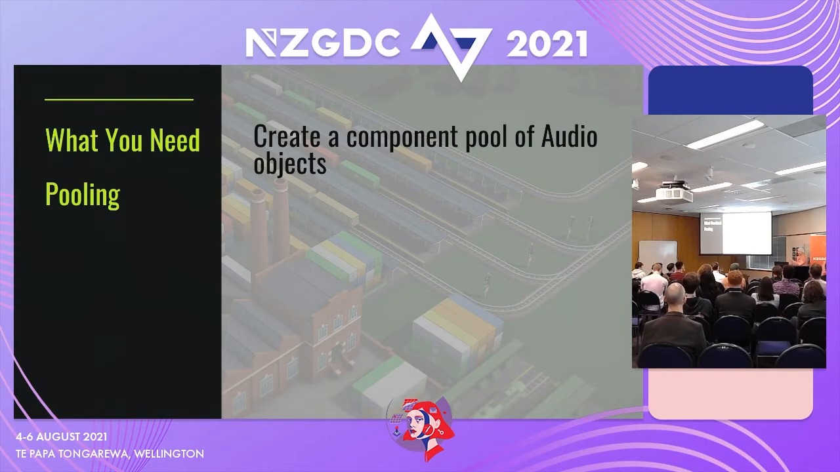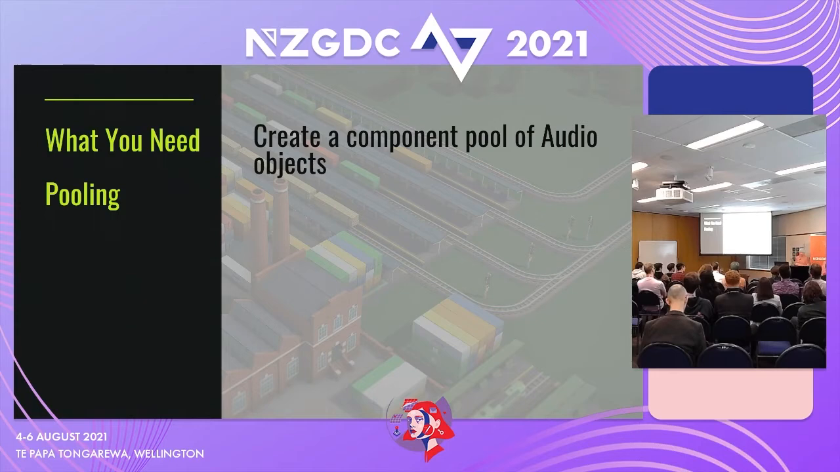Those updates run on the game thread, not on the audio thread. So my general rule of thumb is we don't want more than about 200-300 active audio sources in the game. Having a component pool of audio objects is a really good way to go. And you don't want to be destroying and creating audio sources every time you play, because that generates garbage and it's bad.